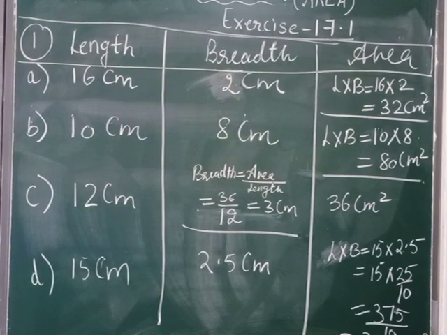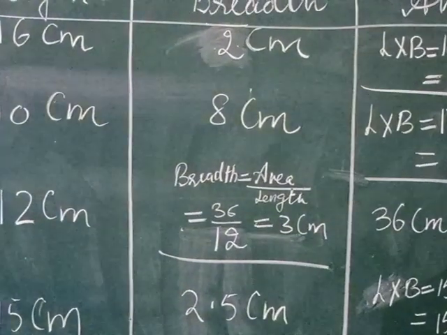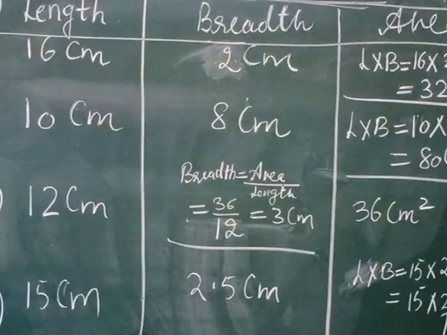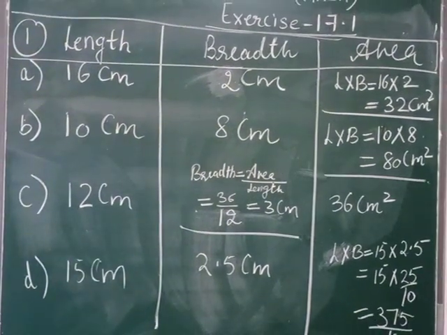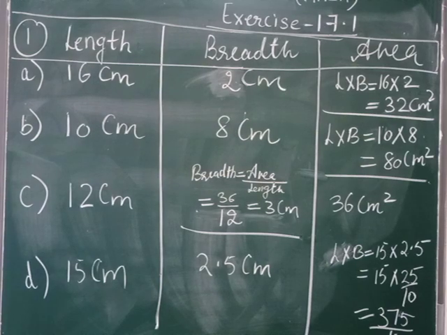In the C part, length is 12, breadth is not given, and area is 36 cm square. Here we will use the formula that I had already written on the board, that is breadth is equal to area divided by length. When breadth is not given, we are given the area. Breadth is equal to area upon length. Area is 36, which will be divided by length, which is 12 cm. So after dividing, we will get 3 cm as breadth.